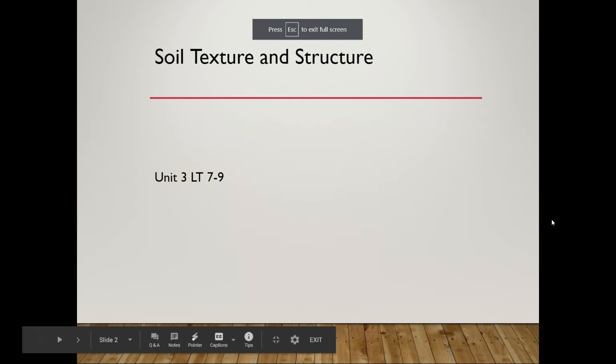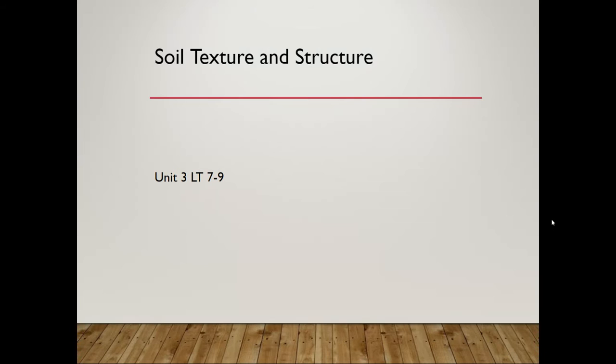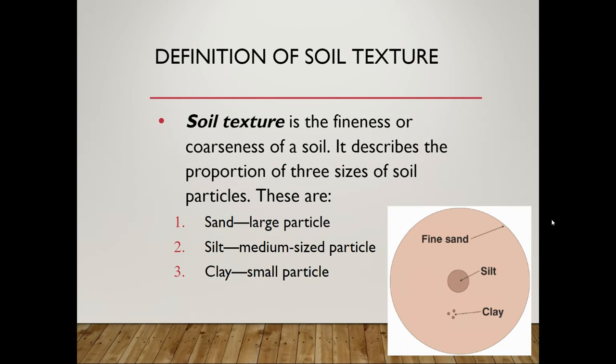All right, so we're going to continue on with Unit 3, Learning Target 7 through 9, which is going to deal with soil texture and soil structure. So soil texture is the fineness or coarseness of soil. It describes the proportion of three sizes of soil particles. These three particles are sand, silt, and clay.